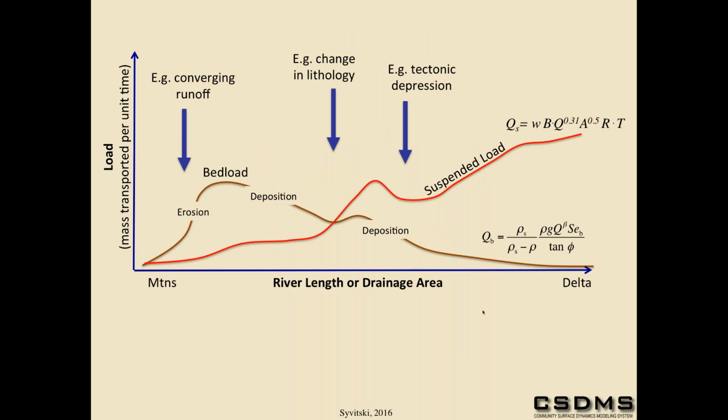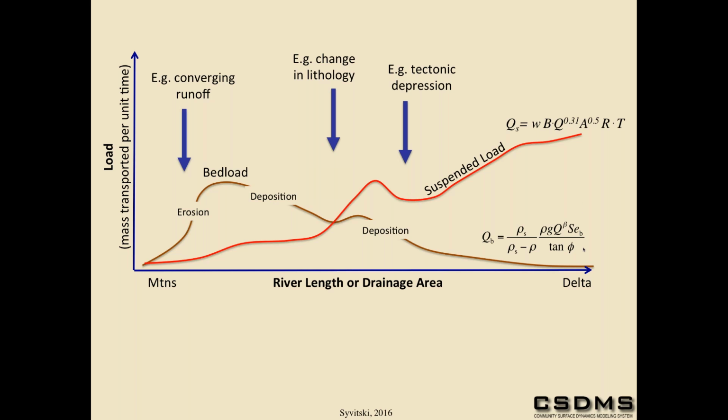The Bogart is this equation up here. It's a suspended load equation, and if you're predicting what goes into the ocean, it's a wash load equation. It can go down where you have floodplain sequestration or tectonic depressions. It can shoot up if you have changes in going from a hard rock to a soft rock in your drainage basin.